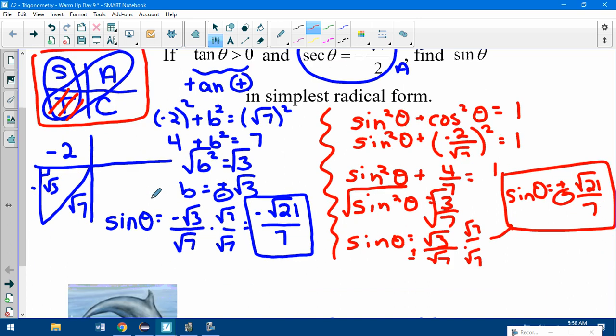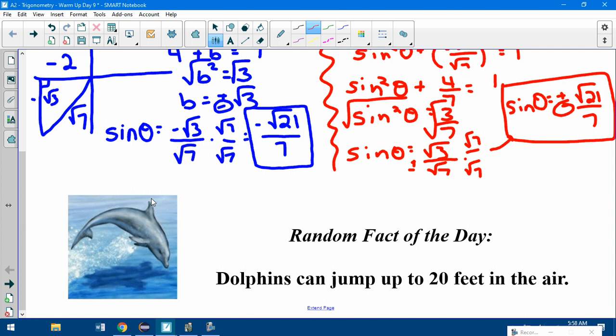Dolphins can jump up to 20 feet in the air.